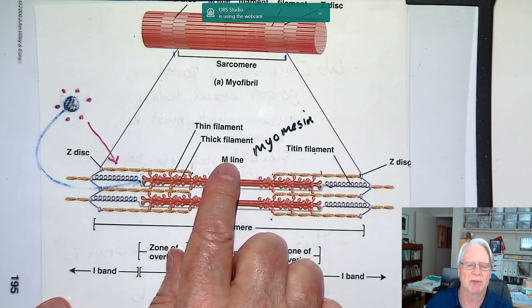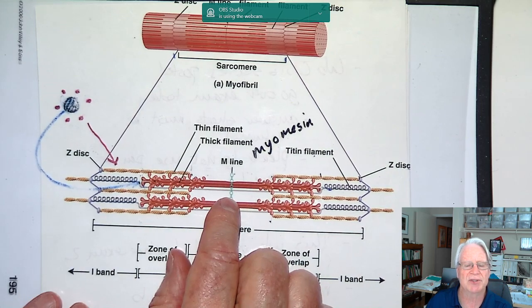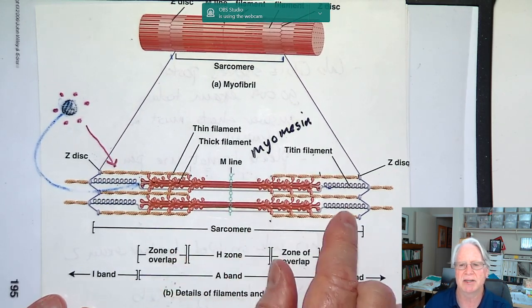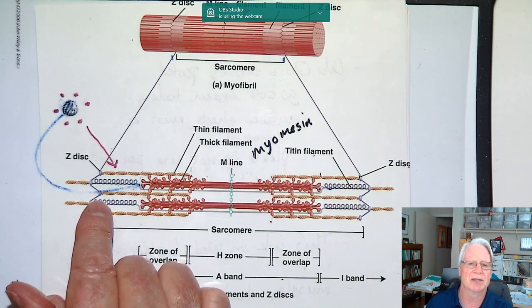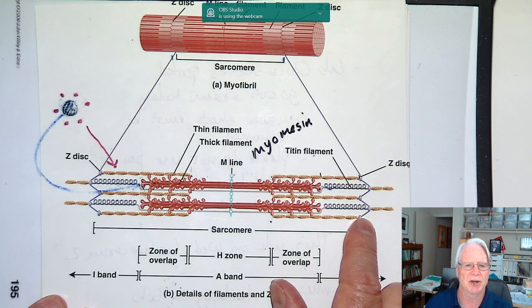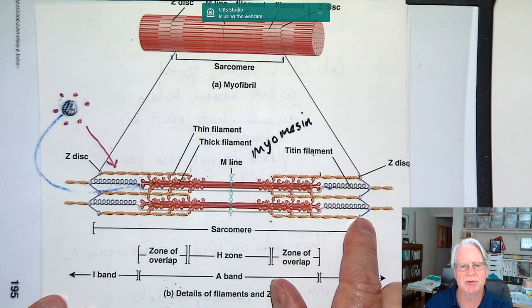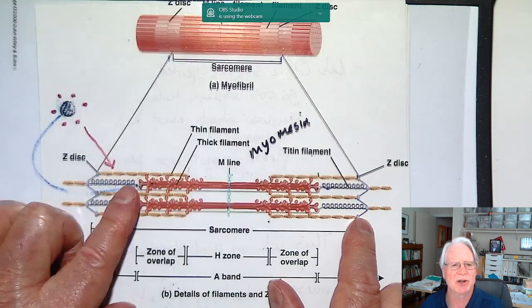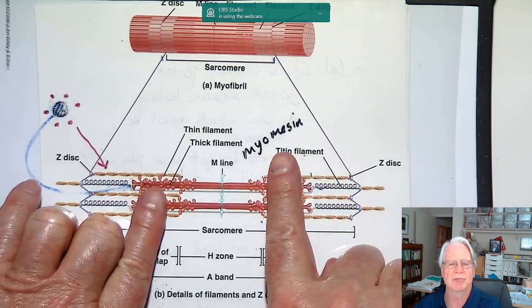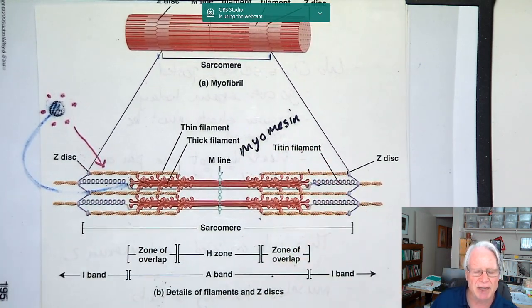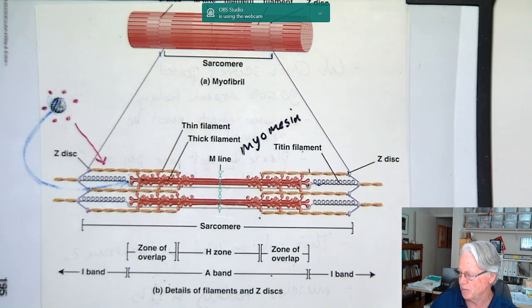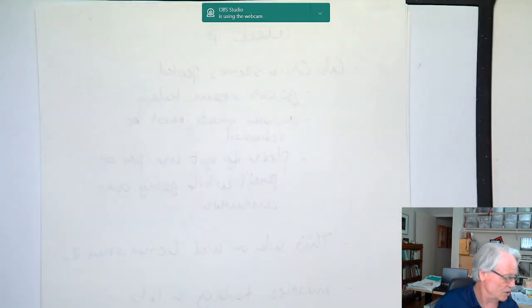We talked about the M line being the center of the sarcomere, and the Z disc defining the edges of the sarcomere. So what we're going to do now is see how this sarcomere will shorten, the exact mechanism by which that takes place. So let's begin.